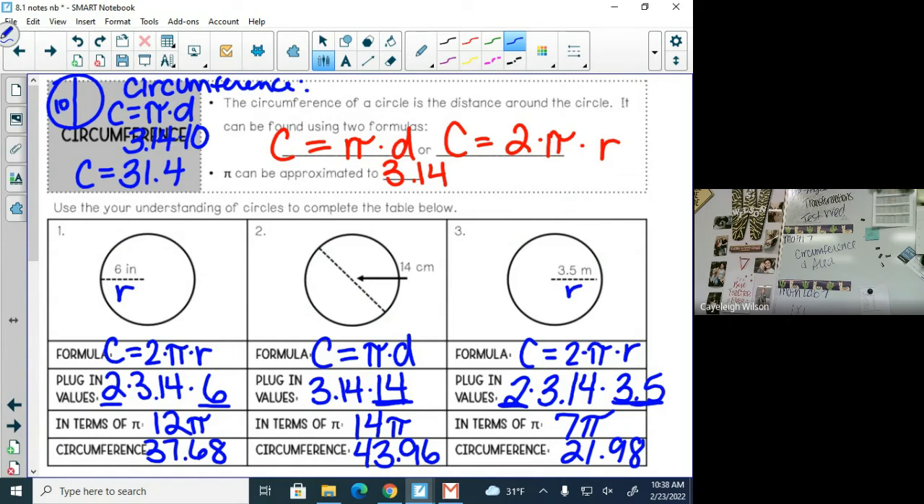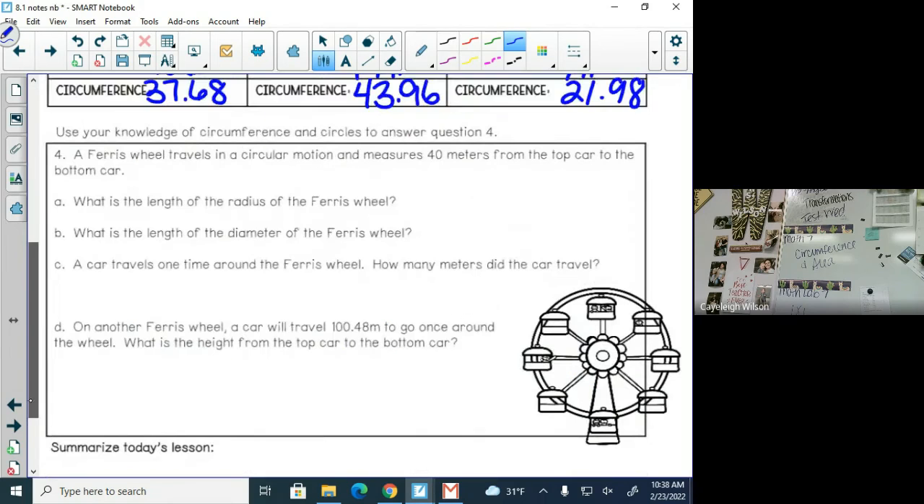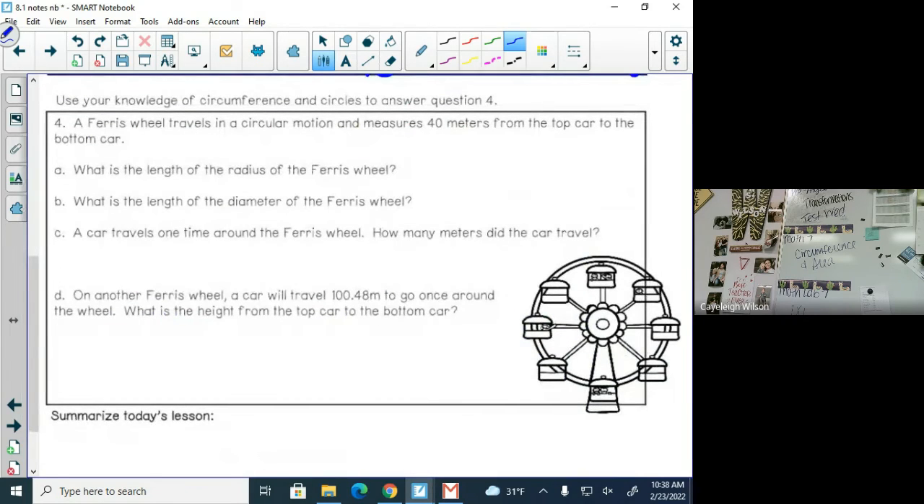Okay. All right, so we're going to move down to this last problem here. It says, use your knowledge of circumference in circles to answer question 4. So it's got 4 parts. So please don't work ahead. Stay with me so we can understand what's going on here. It says, a Ferris wheel travels in a circular motion and measures 40 feet from the top part to the bottom part. So let's look at our picture here. So from the top part to the bottom part, it's 40 feet.